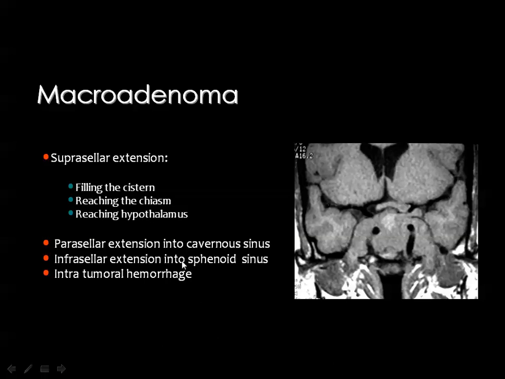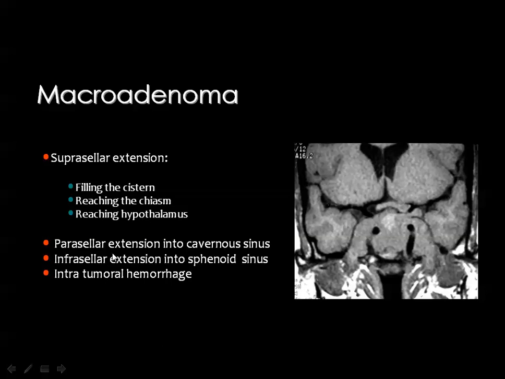And here you should identify the different extensions of the lesion, especially in the suprasellar area. And you should state if the pituitary gland has filled the suprasellar cistern, has reached or compressed the chiasm, or has reached or compressed the hypothalamus. This is considering the suprasellar extension.